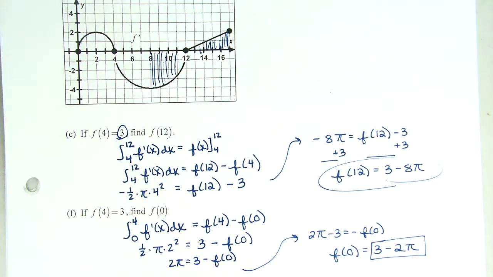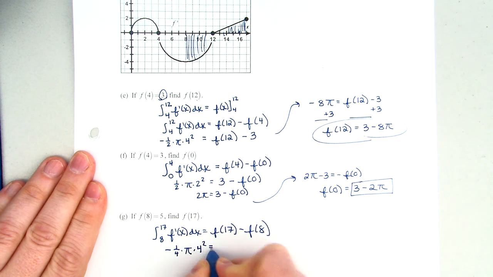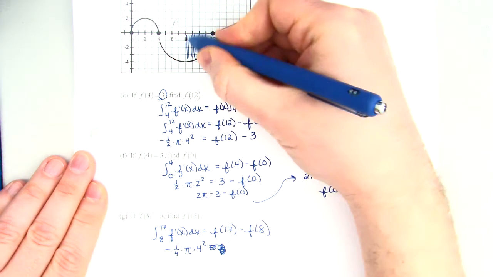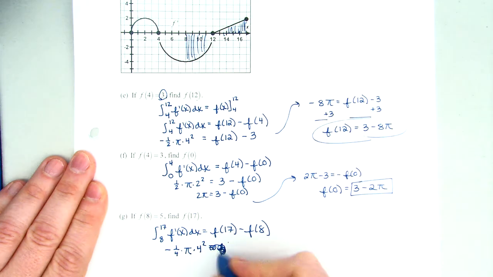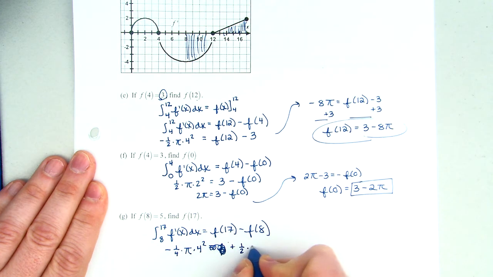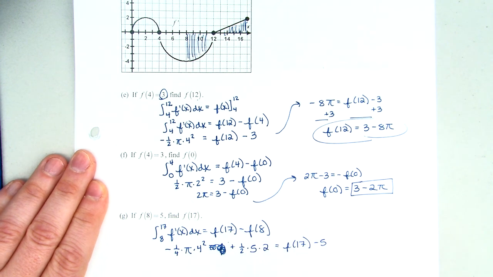I'm going to get, let me zoom out, I guess, negative 1/4 times pi times 4 squared. Wait, hold on, I'm not done. That's just from 8 to 12. Then I need to add in this triangle over here from 12 to 17. So plus 1/2 times 5 times 2. That's going to equal f of 17 minus 5.